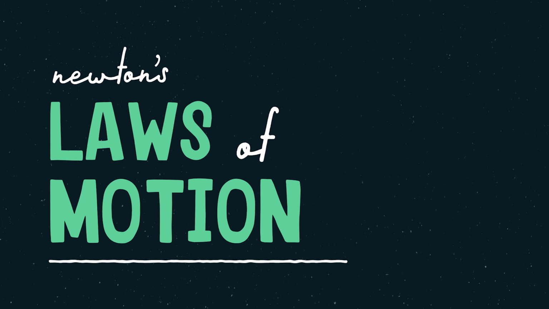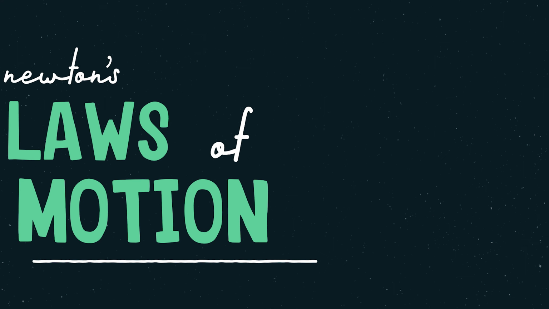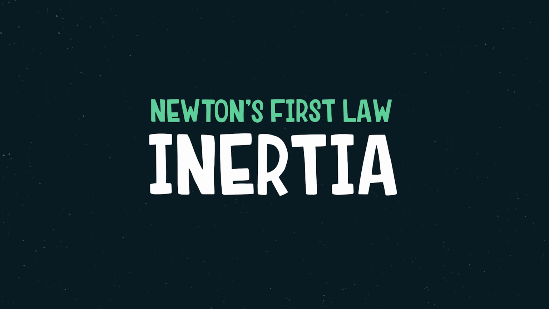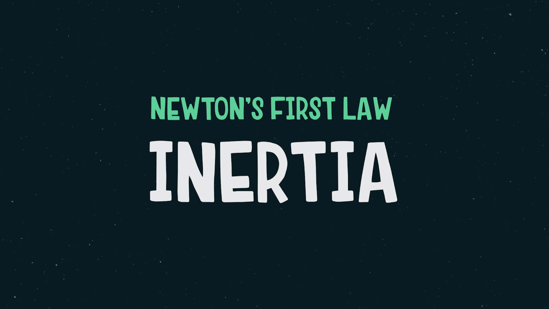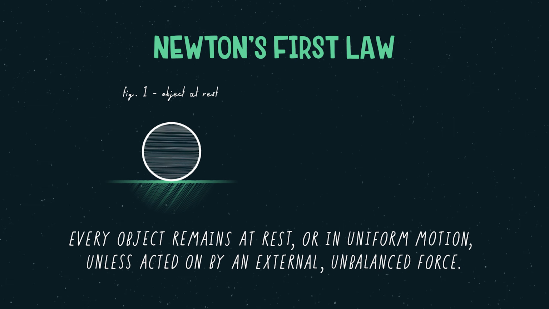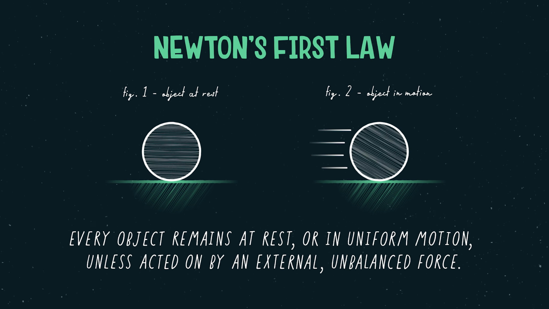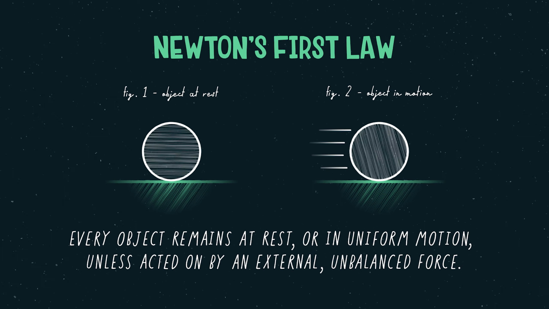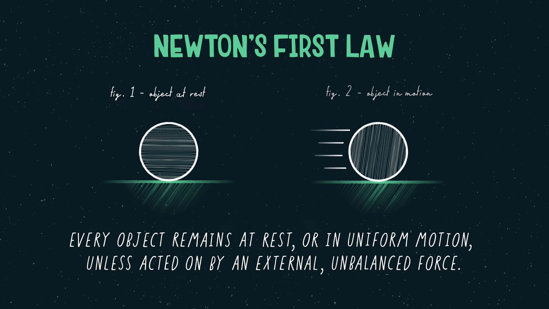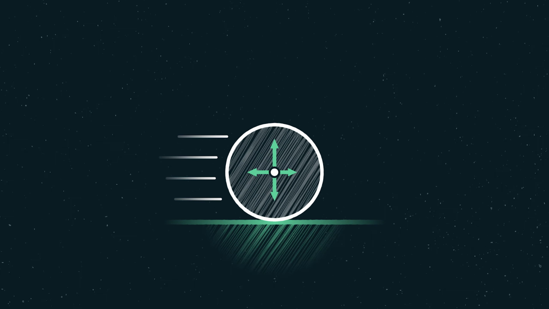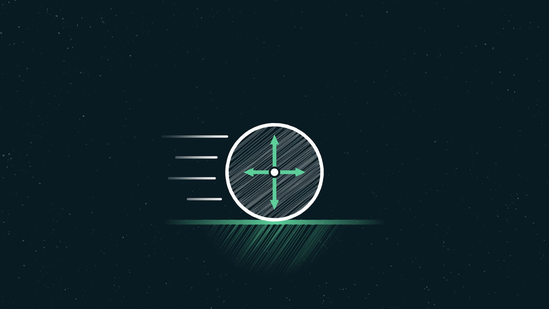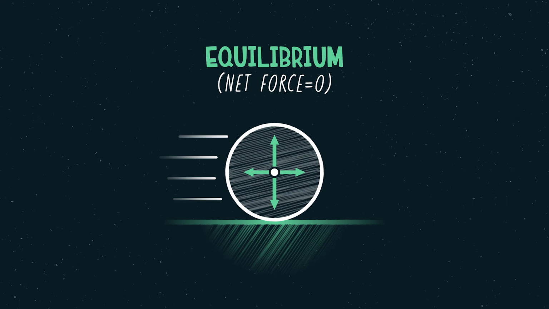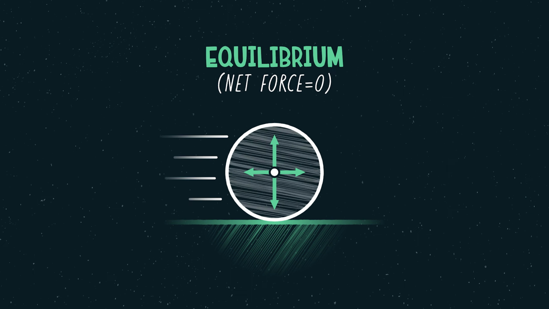Now we're ready to discuss Newton's laws of motion. The first law deals with Galileo's concept of inertia, and says that objects at rest will stay at rest, and that objects in motion will stay in motion with constant velocity unless acted on by an external, unbalanced force. If the total forces acting on an object cancel out, we say that the object is in equilibrium, and it'll just keep on doing whatever it was doing.